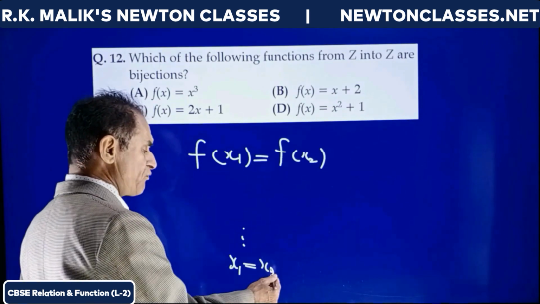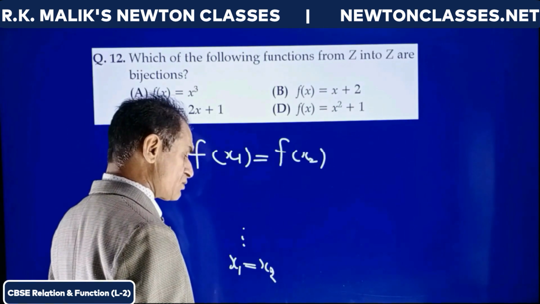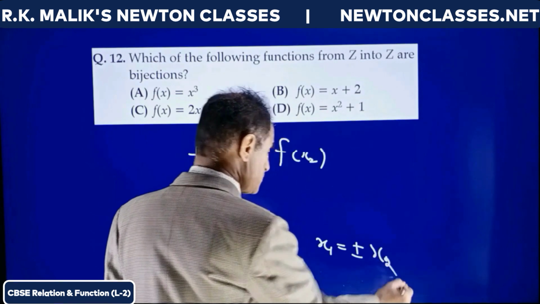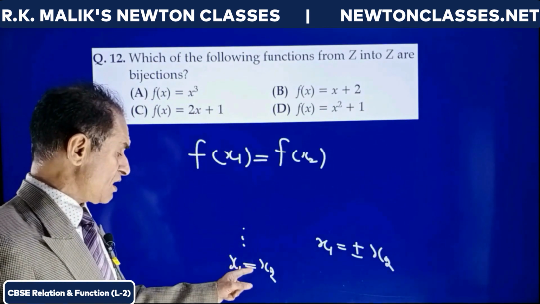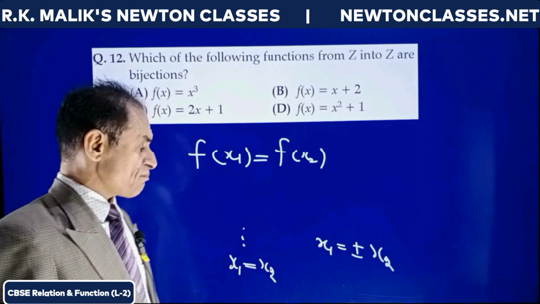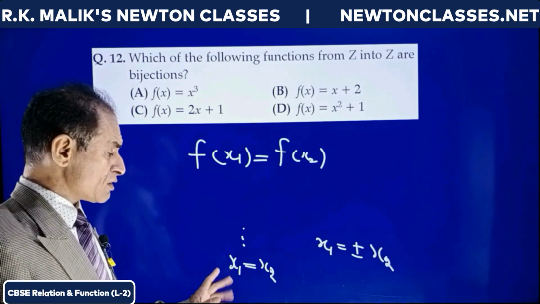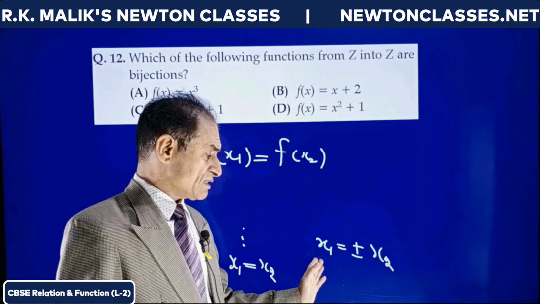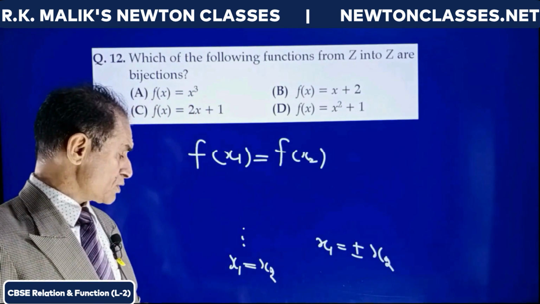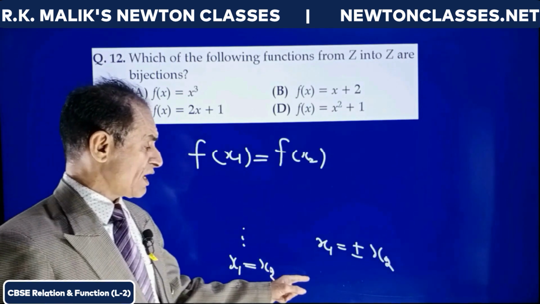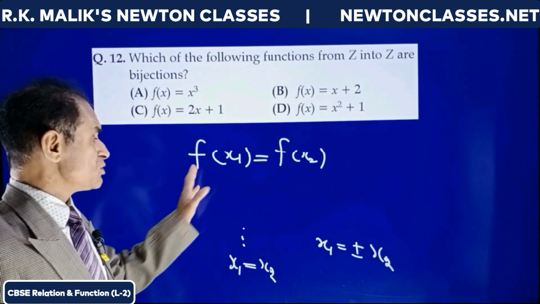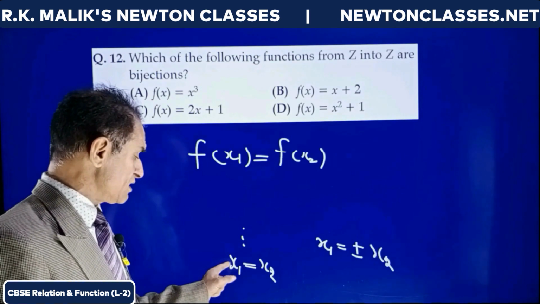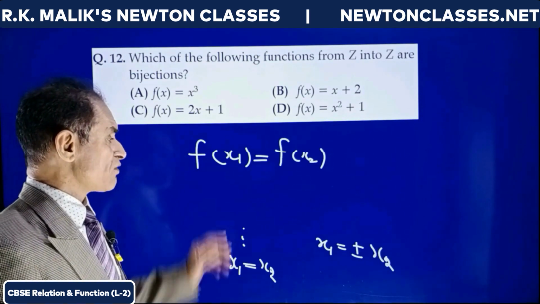And if we reach at some other conclusion also, suppose I reach at the conclusion x1 equal to plus minus x2, it means x1 is either x2 or x1 is minus x2. That is, we have got two conclusions. In the case if we reach at this type of situation, that is, two possibilities, x1 is equal to x2 or x1 equal to minus x2, in that case, you will say the function is not one-one. It will be one-one only if this is the only possibility we get from here.